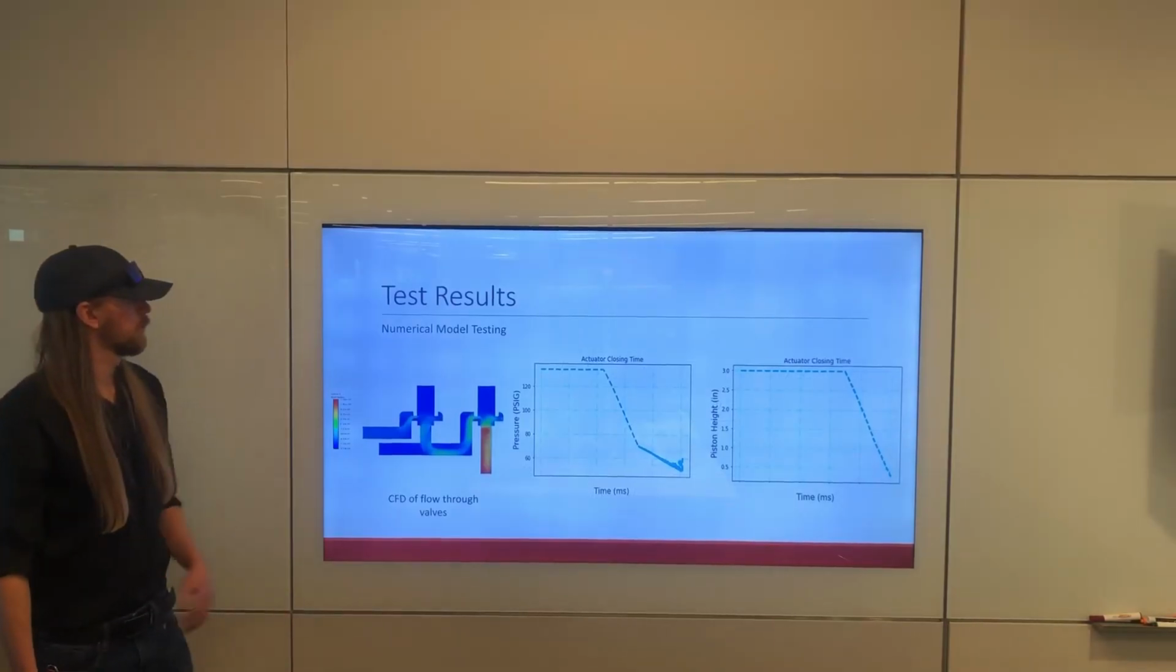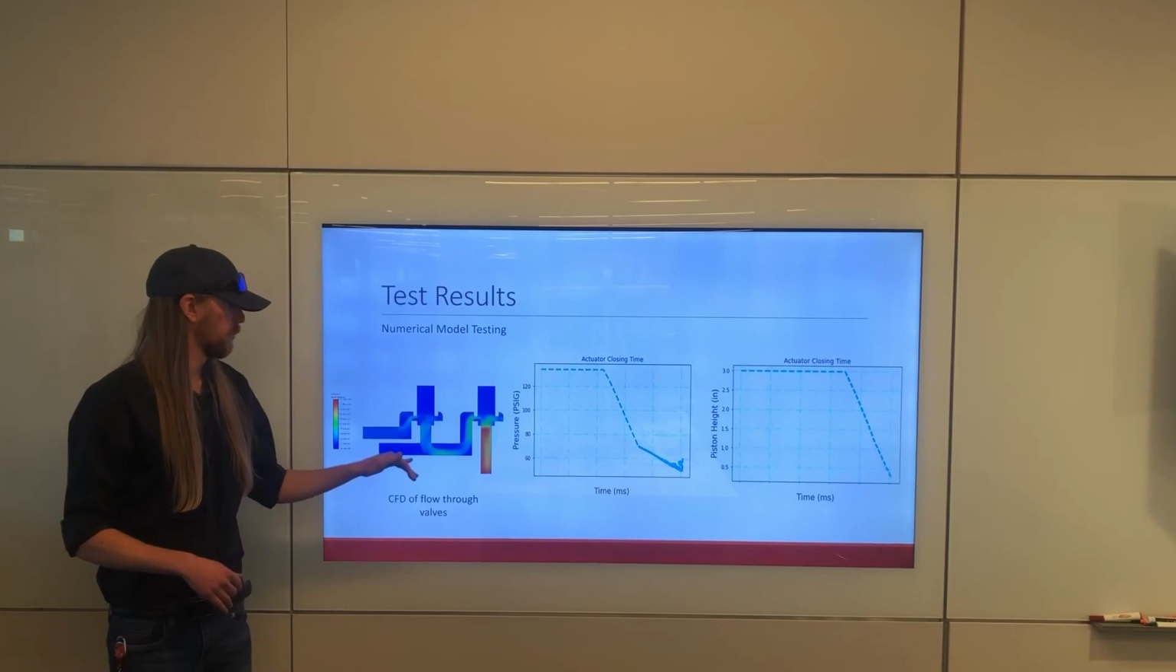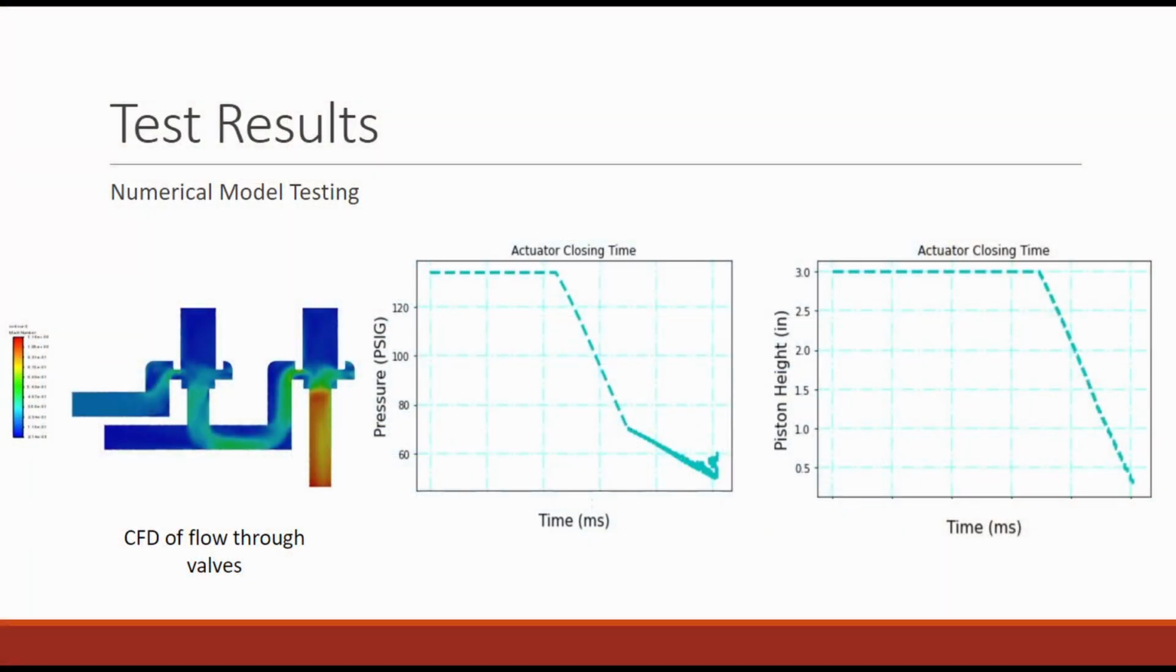So, some of our test results from our numerical model: we did some CFD to find a discharge coefficient through our flow paths, and then we used that along with several other test conditions, including the temperature and an 80 and 120 psi pressure condition, to plot out the pressure in the piston versus time, and then use that data to find the piston height versus time. From these results, our trip time should be just within our threshold for both conditions.